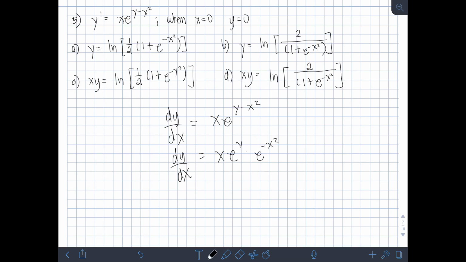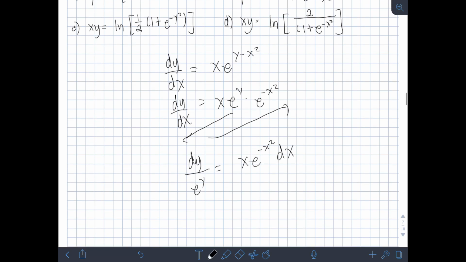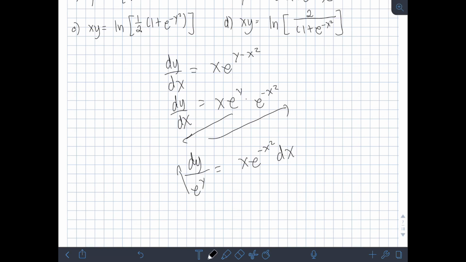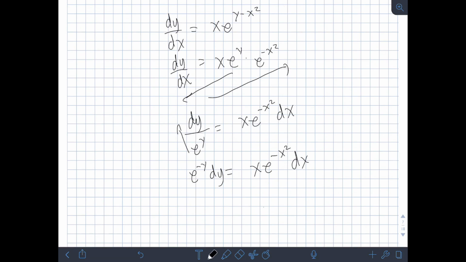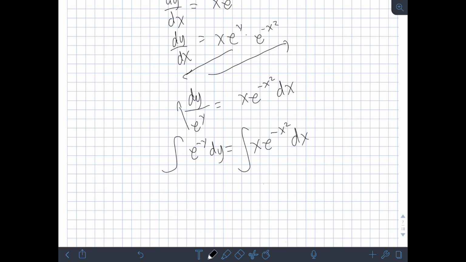So, dy over dx. So, cross-multiply ko na lang si dx dito. Cross-multiply ko si e raised to y dito, magiging dy over e raised to y is equal to x e raised to negative x squared dx. So, gawin ko na lang tong negative exponent. So, e raised to negative y dy is equal to x e raised to negative x squared dx. So, separable na siya. Integrate na natin both sides. So, ito obviously, ang integral niya lang is magkakaroon lang ng negative kasi may negative y ka.